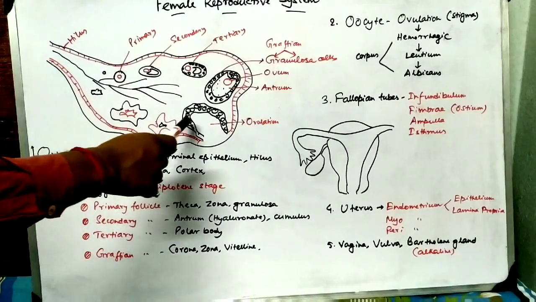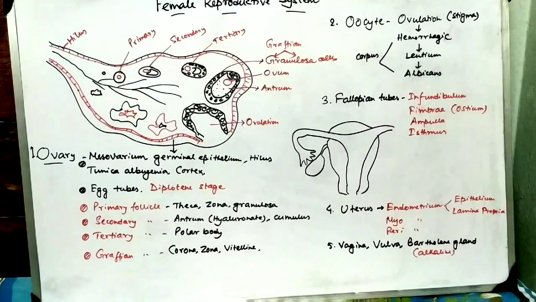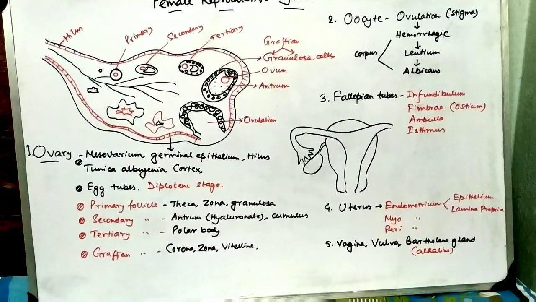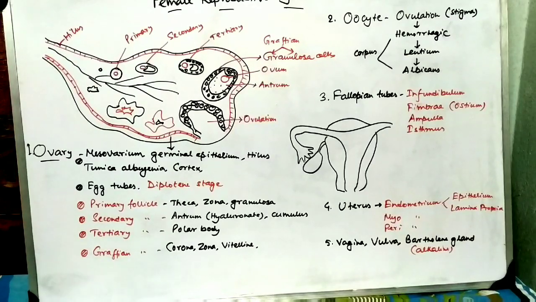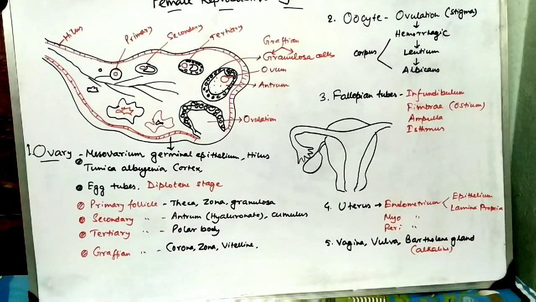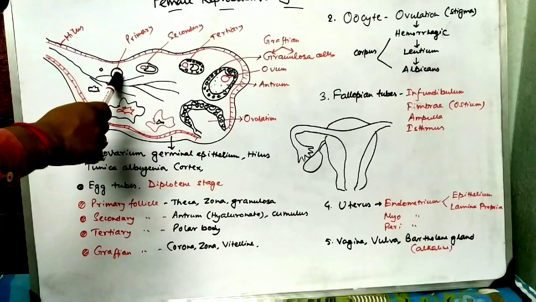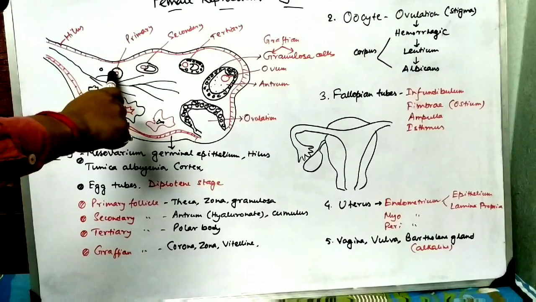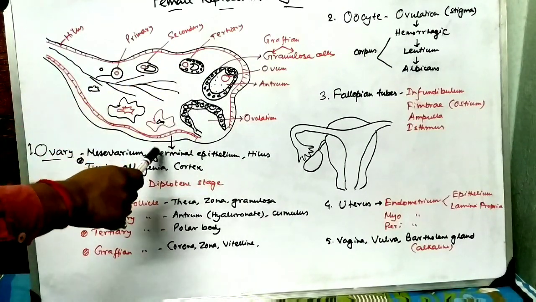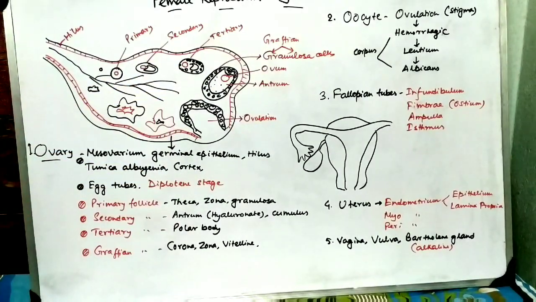The outer cortex has dense connective tissue layers, and this connective tissue layer supports the basal epithelium of the ovary. And after that there are different types of follicles. These are the follicles: primary, secondary, tertiary, Graafian. These are the different types of follicles you can find in the cortex area.